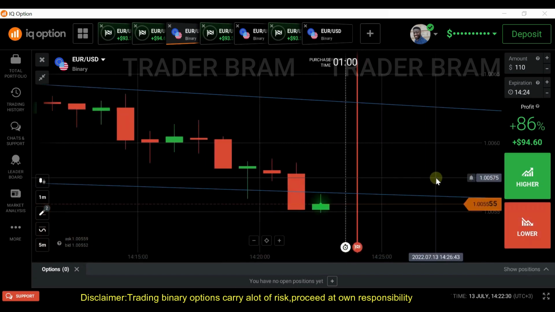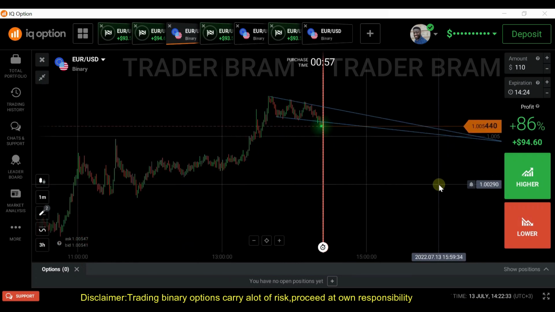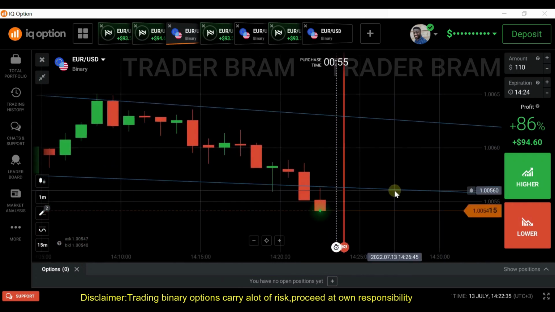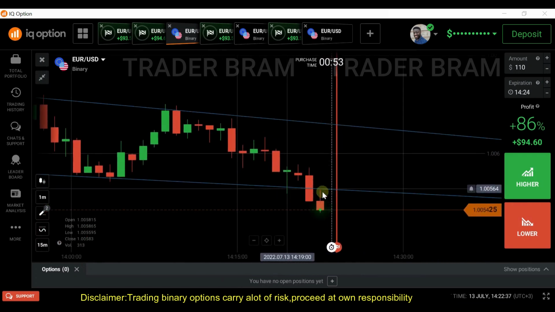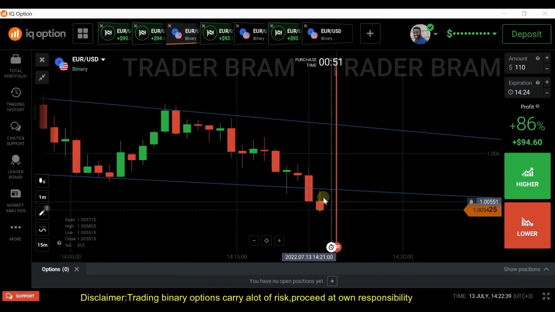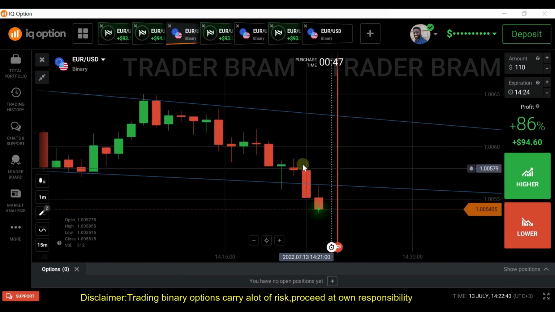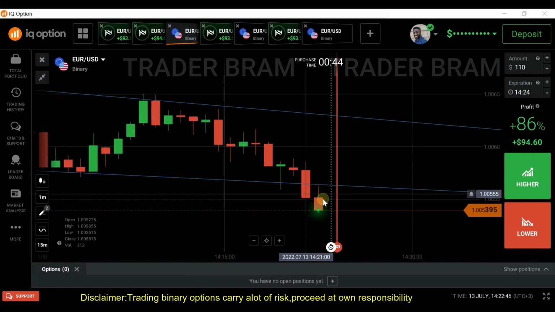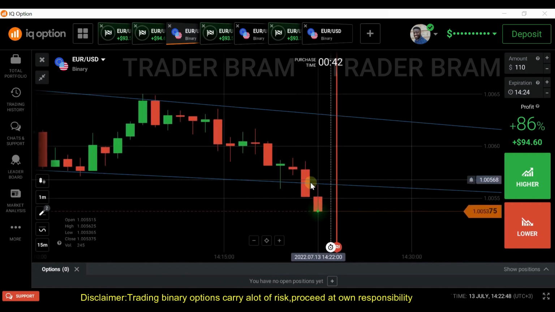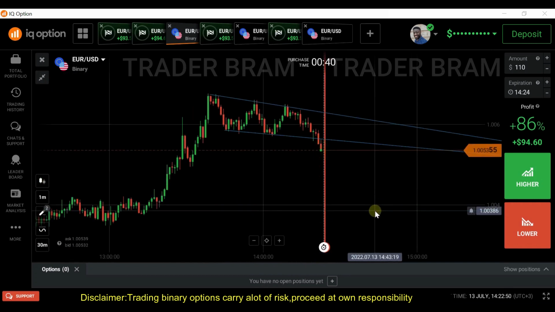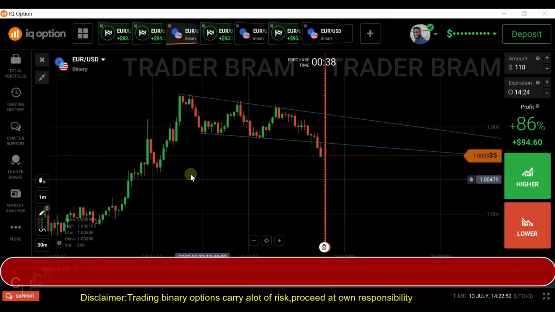So no entry point, no trade. Just wait. Despite us breaking the trend line, we needed a confirmation and a good entry point. So we had a confirmation of a breakout, a good rejection, but our entry point was not good. So we cannot take that trade.